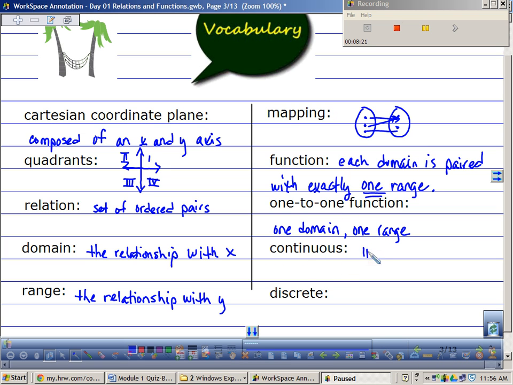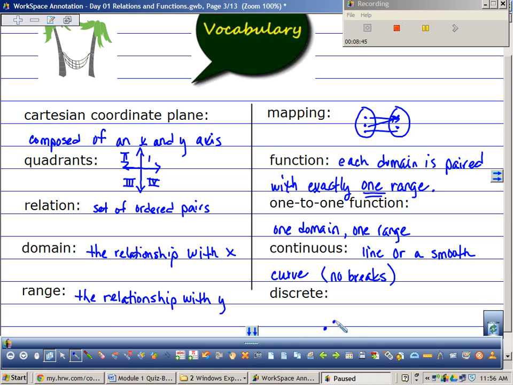Okay, continuous means a line or a smooth curve. So no breaks. Continually flowing. So if I had a function like this, are there breaks in that? Yes, there are breaks in that. Even though it's in a line, maybe I shouldn't put it in a line. Is this better? Kind of confusing when I put the dots in a line, you think it's a line, right?